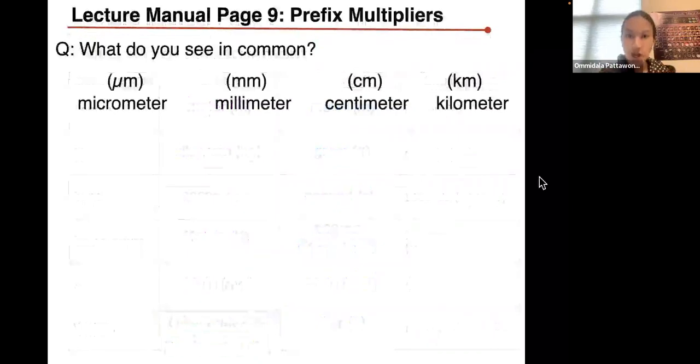The next thing we are going to take a look at is the prefix multiplier. For example, if you are given these units, micrometer, millimeter, centimeter, kilometer, first you need to ask yourself, what is that describing?